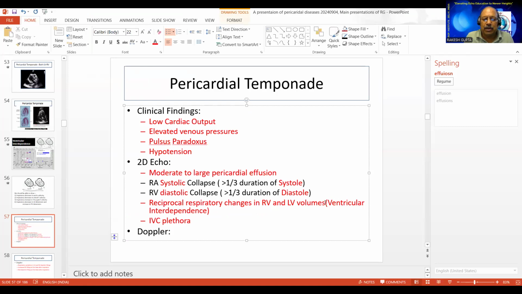And this is very important because every physiology is explained by ventricular interdependence. And the IVC is plethoric. Plethoric means dilated more than 21 millimeters in size. And on top of that, it does not collapse with inspiration. Plethoric IVC in pericardial tamponade.